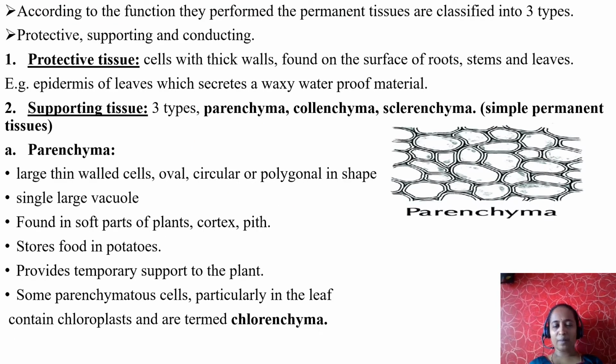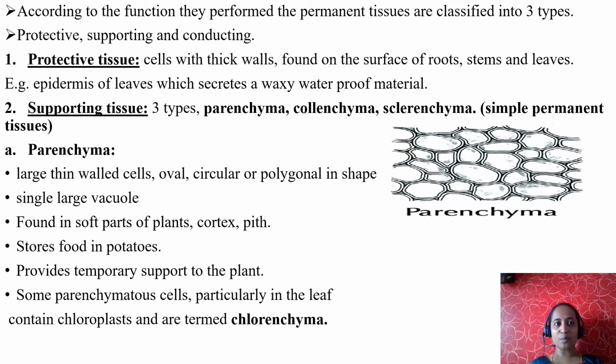According to the function they performed, the permanent tissues are classified into three types. Now we are going to study the classification of permanent tissues based on what function they perform. There are three functions: protection, support, and conducting. Based on protective, supporting, and conducting functions, permanent tissues are classified into different types.